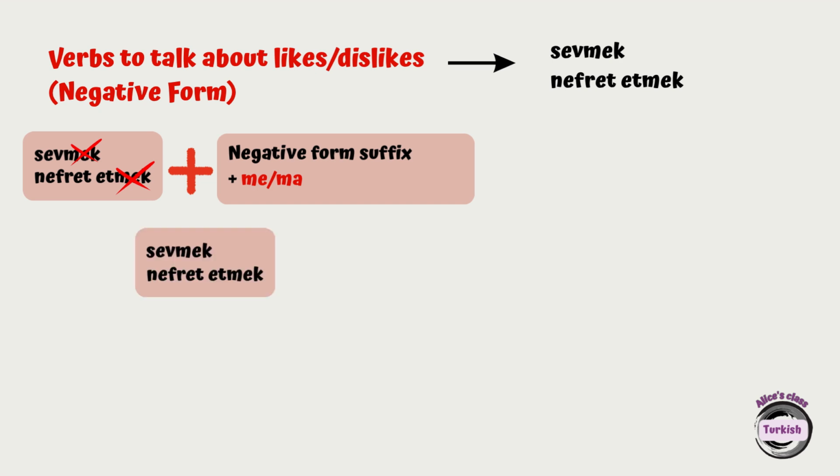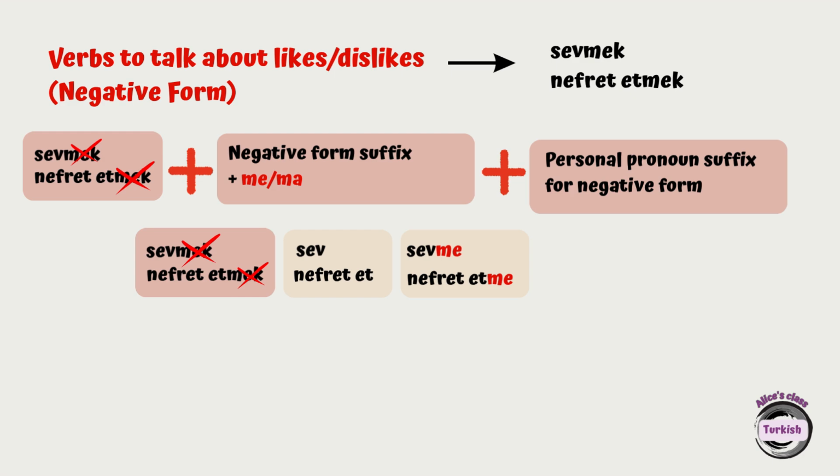Sevmek, I get rid of mek, I have sev. Last vowel and the only vowel is e, so I will attach me, so sevme. Nefret etmek, I get rid of mek and I have nefret et. Last vowel and the only vowel is e, so I'm going to attach me, so it will become nefret etme. Now I'm going to attach the personal pronoun suffix for negative form. And we studied this, but let's take a look at an example.